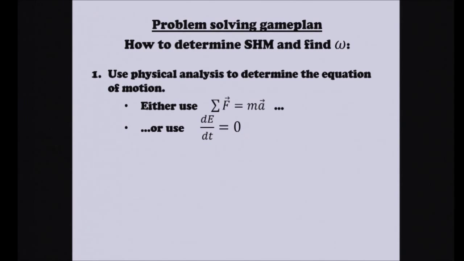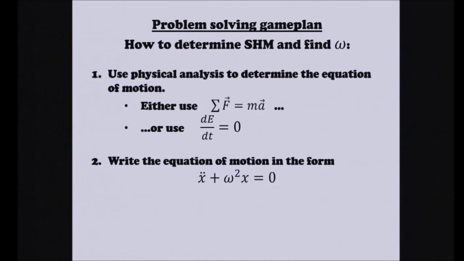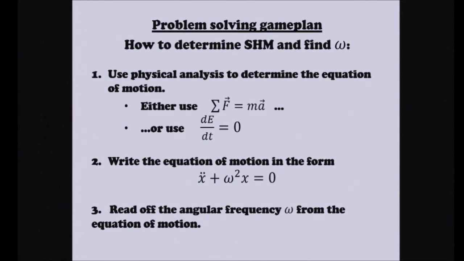The next thing we'll do is rearrange our equation so we can make it look like this, where we have the second time derivative plus something times x equals 0. That something times x is always going to be omega squared for simple harmonic motion. It's that simple. All you have to do is rearrange your equation so it looks like x double dot plus some coefficient times x equals 0, and that coefficient of x is always going to be omega squared.